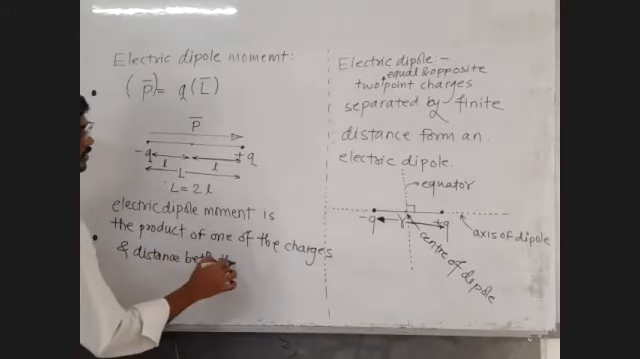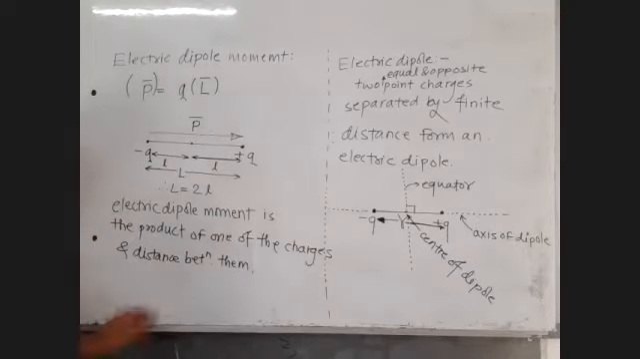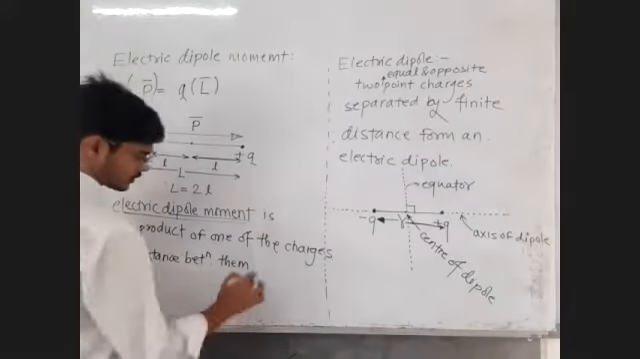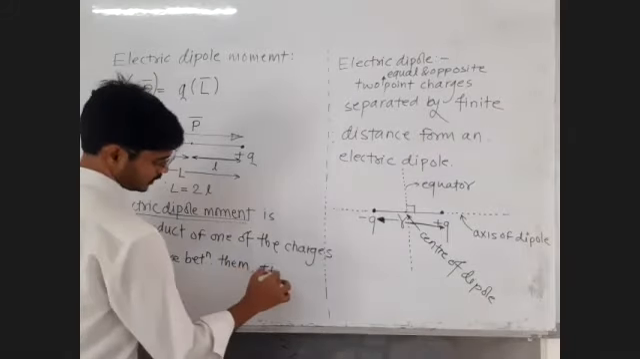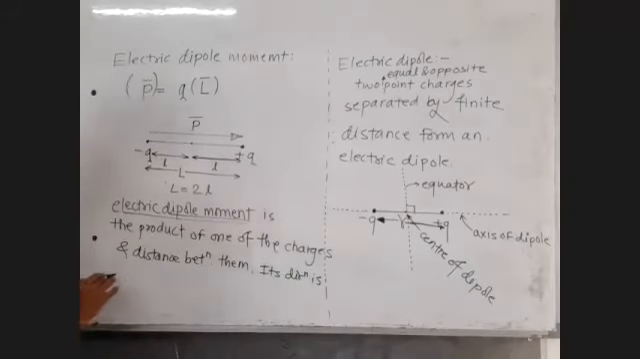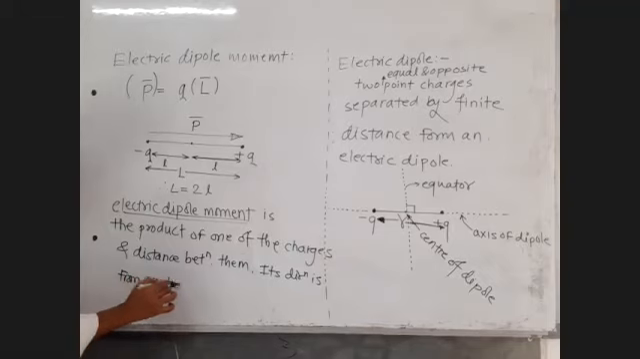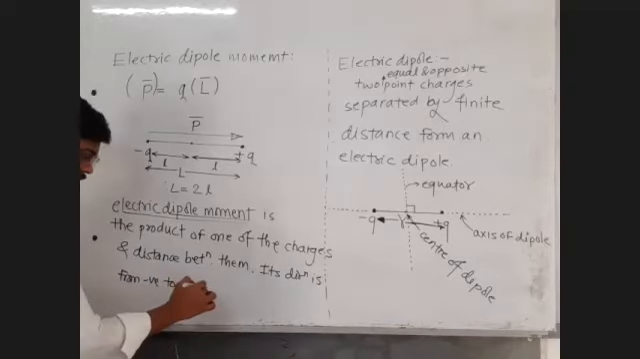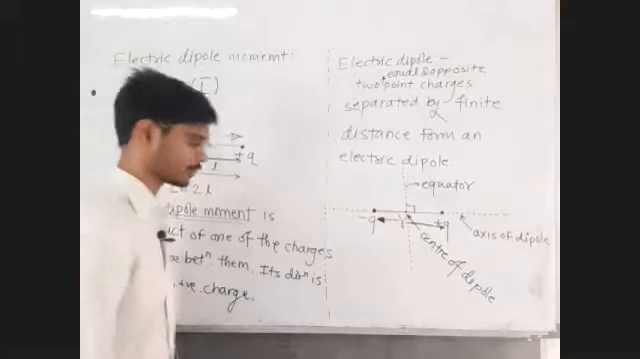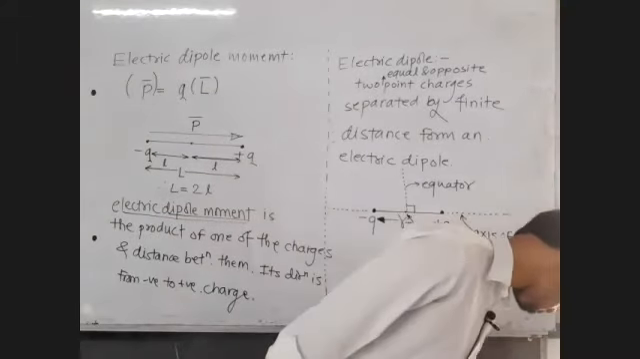But sir, electric dipole moment or simply the dipole moment is a vector quantity. What is its direction? Write down. Its direction is from negative to positive charge, or simply negative to positive pole. Right now here pole means charge. Okay, negative to positive charge.